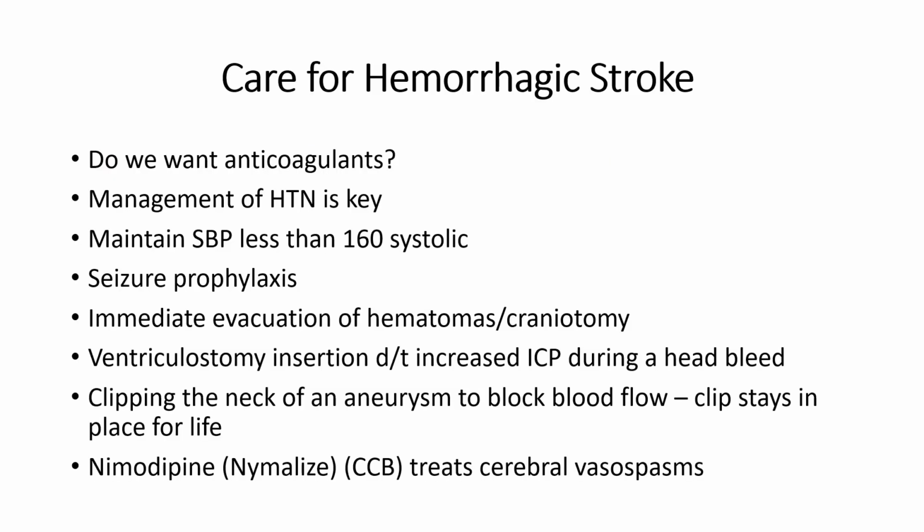So care for a hemorrhagic stroke. Of course, no anticoagulants, right? We do not want to give the patient any anticoagulants, and management of the patient's hypertension is really key, because what is most common for a hemorrhagic stroke is severe hypertension. So we want to slowly bring down the patient's blood pressure. We want to at least maintain a systolic blood pressure less than 160.